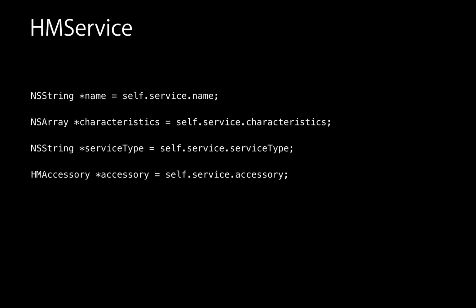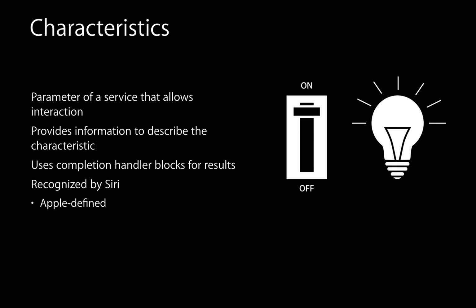Services are represented in HMService. We have a name, an array of characteristics, the service type of the service, and a pointer back to the accessory. So services are a collection of characteristics. A good example, just as it shows here, is for a light bulb service, your main characteristic is the power state of that light bulb service. And so the power state is a characteristic that you can directly interact with.